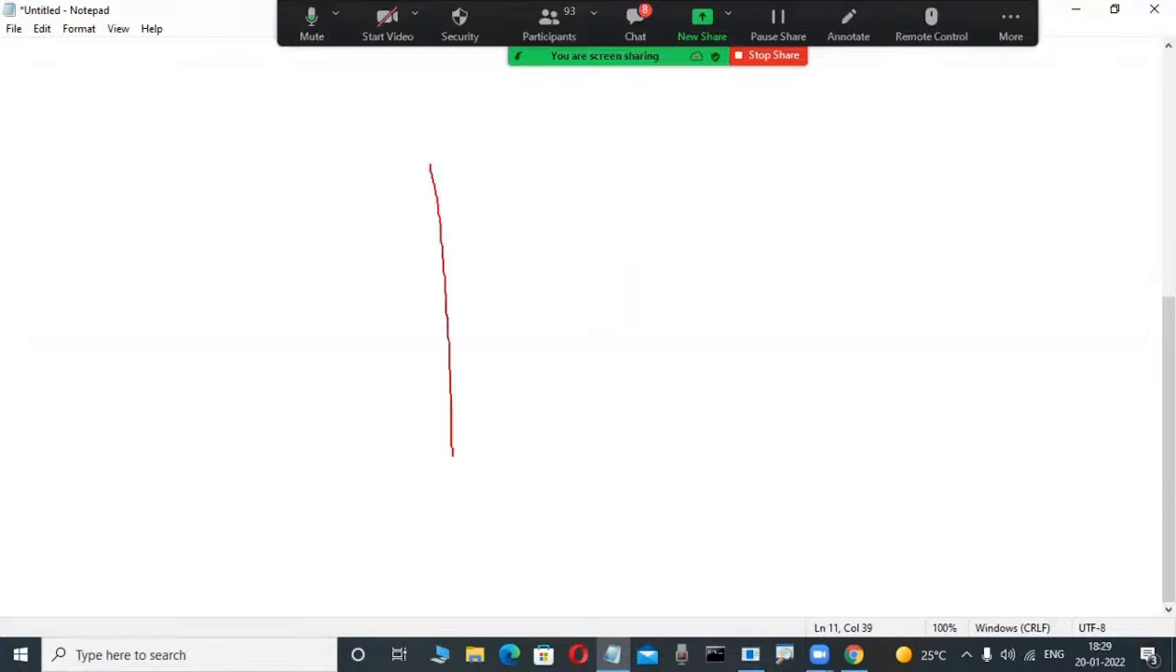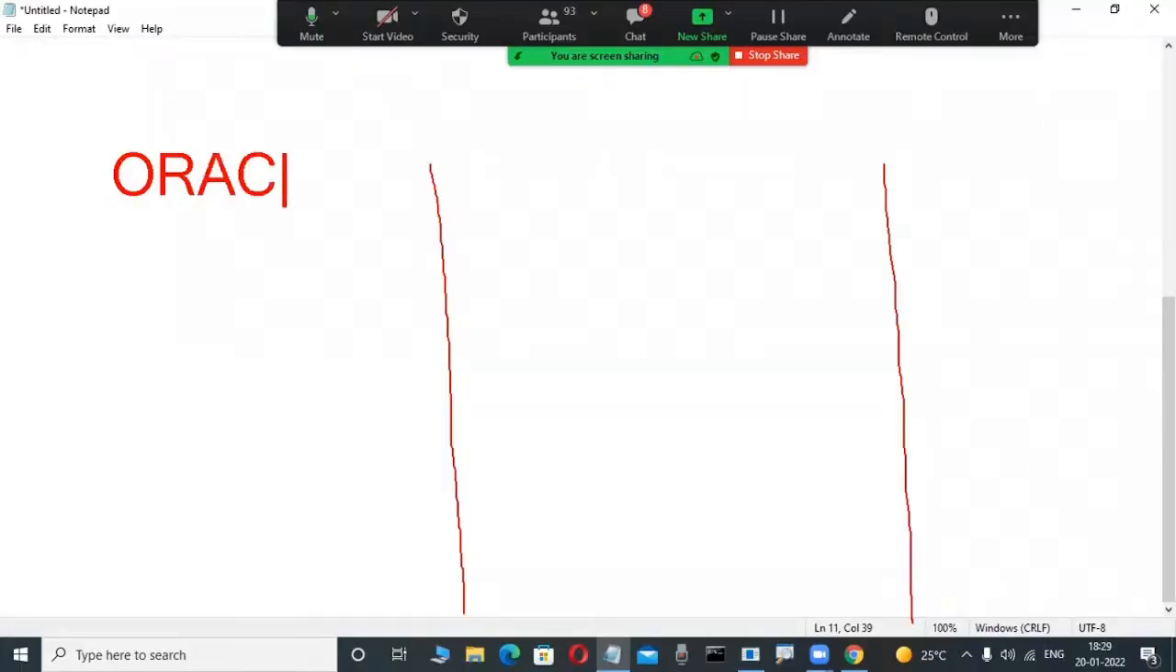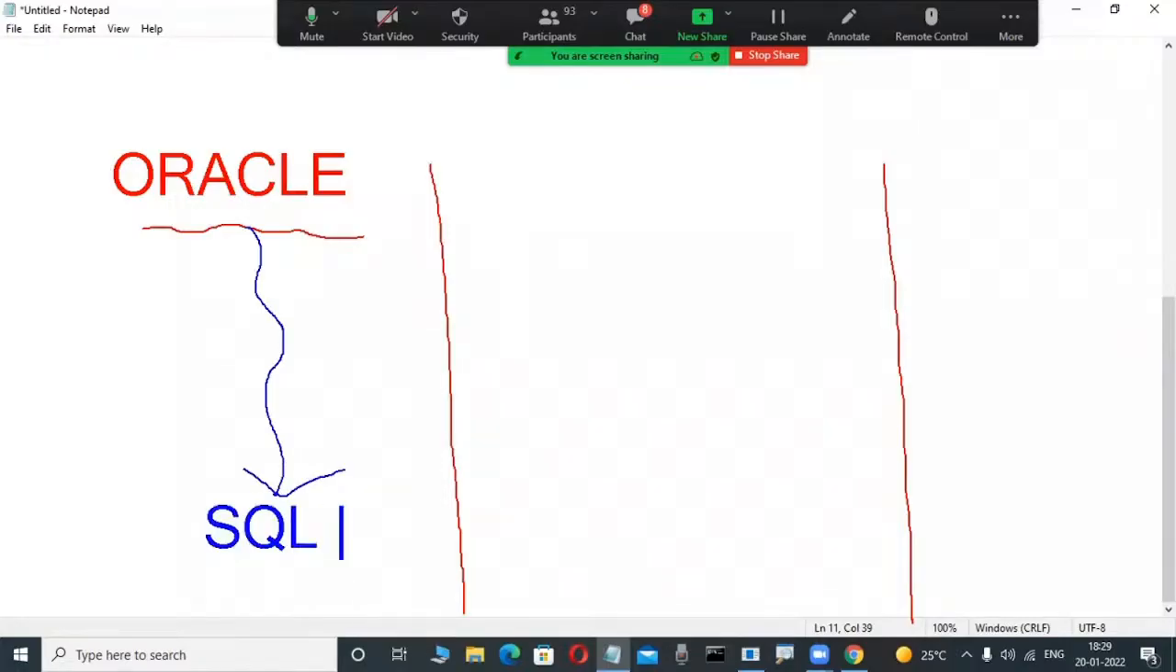Suppose, for example, slowly, concentrate for 5 minutes. I am working in a company. Whenever I am working in a company, I have a doubt, or you may also have a doubt. I'm working on Oracle projects. Oracle is a relational database product. If I want to operate this relational database product, then in my company I use SQL. SQL is a language.